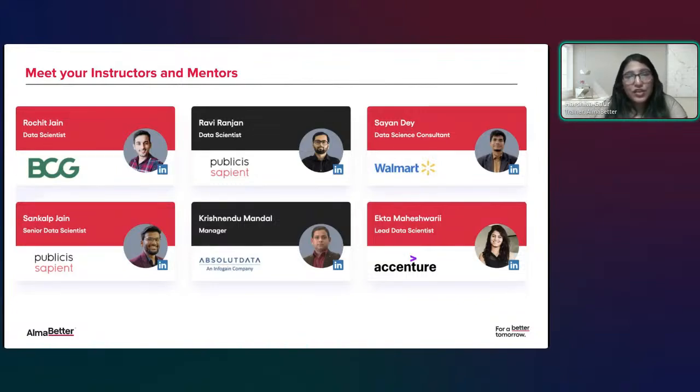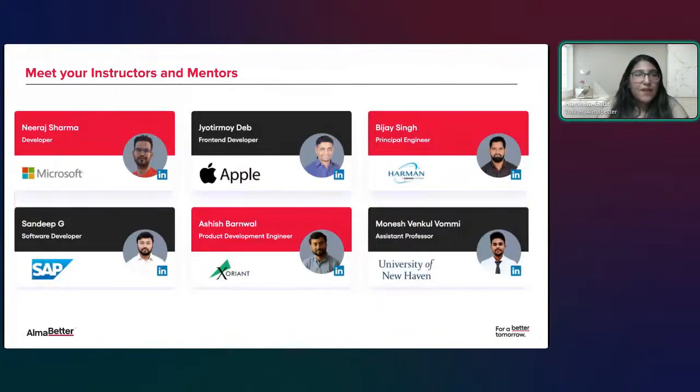There is Ravi Ranjan, who is working as a data scientist. Sayan Dey is here, who's working as a data scientist consultant at Walmart. Along with them, we have so many consultants. Neeraj Sharma is here, who's working as a developer at Microsoft and will teach you here. Jyotirmay Dev is here, who's a front-end developer at Apple. Vijay Singh is here, who's a principal engineer at Harman.